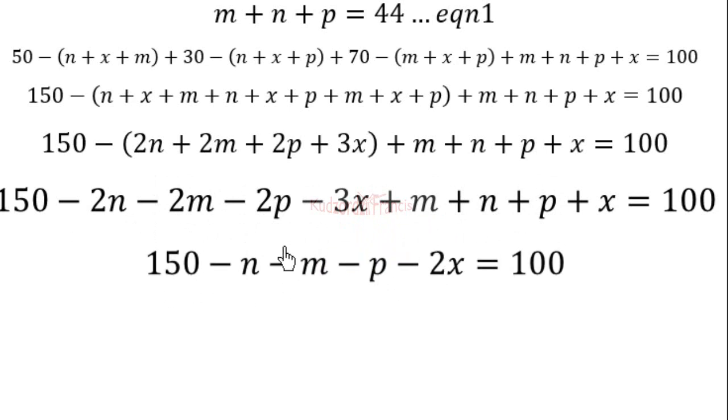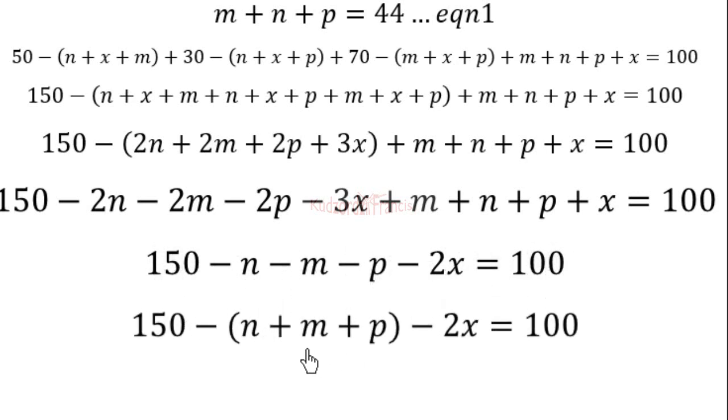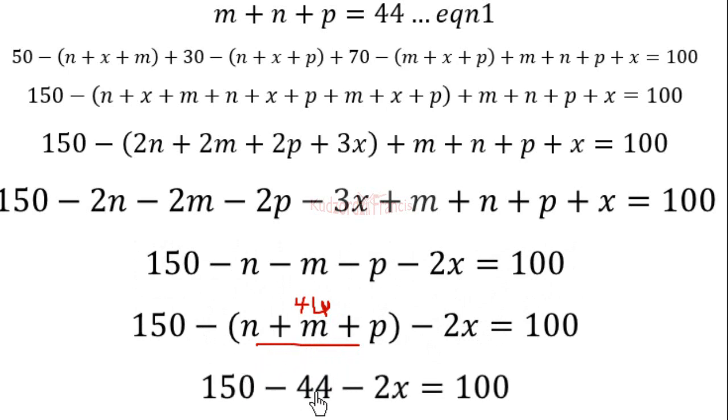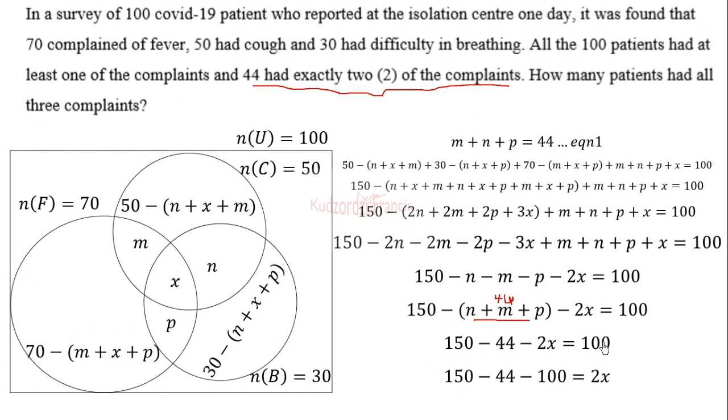We can still factor the negative 1 out to get this expression here. So now we can substitute 44 for this expression, and when we do that, we get 150 minus 44 minus 2x equals 100, and that will give us, by grouping, this. Simplify to get 6 is equal to 2x.